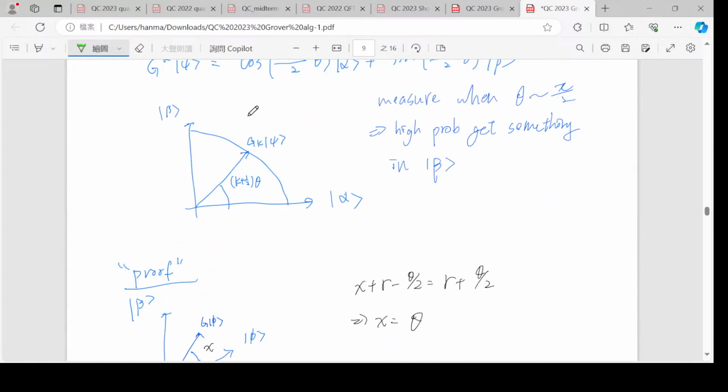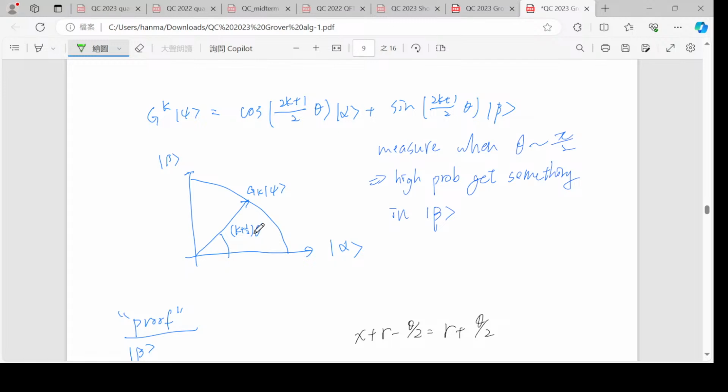And so we know that the state will keep rotating on this unit circle, and its angle to alpha is k plus 1 over 2 times theta, where k is how many global iterations you do. Now we can finally determine when we want to stop our Grover algorithm. We want to stop when our state is closest to beta, because beta is all the marked items. If your state is close to beta and you do a computational basis measurement, you will get a computational basis state that's very likely to be a marked item, because it's something inside beta.